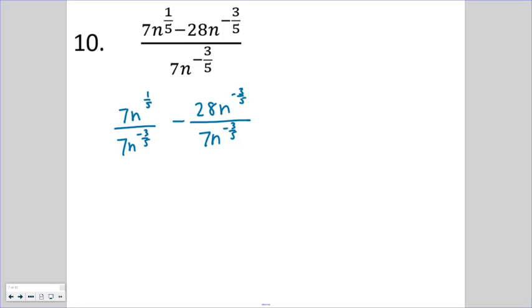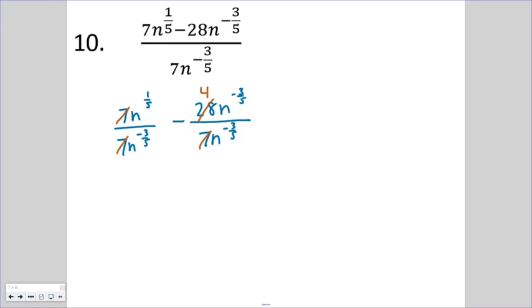So then what happens? We've got two different things. We've got a coefficient and then we've got an actual variable. Now in the first term, the 7s cancel. In the second term, 28 divided by 7 is 4. So the coefficient of that second term is going to be 4.